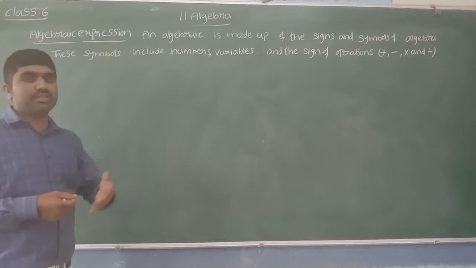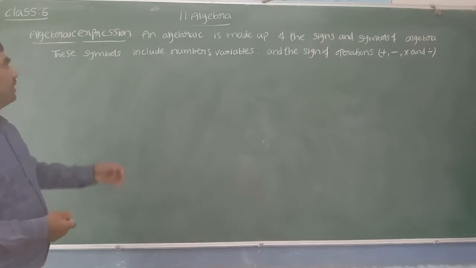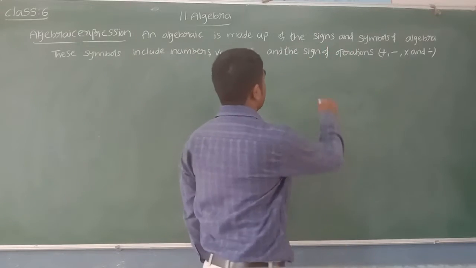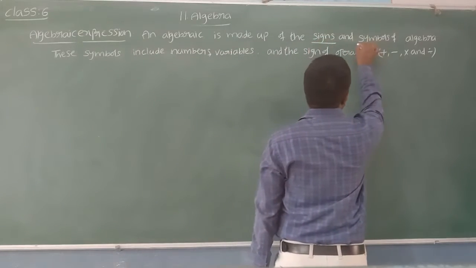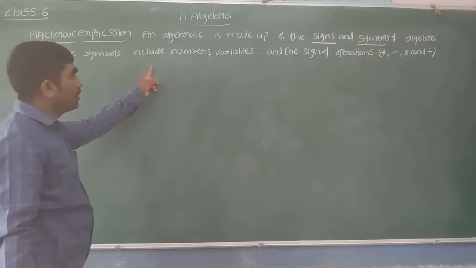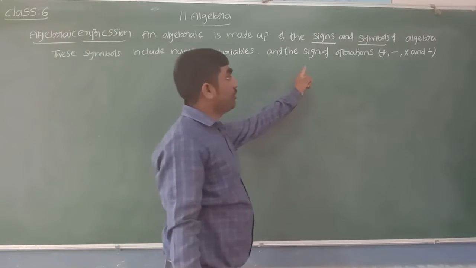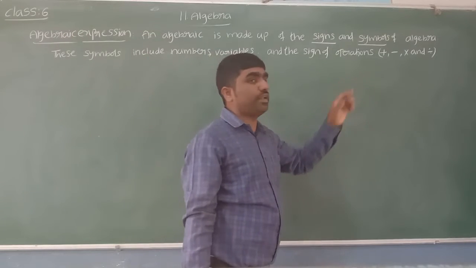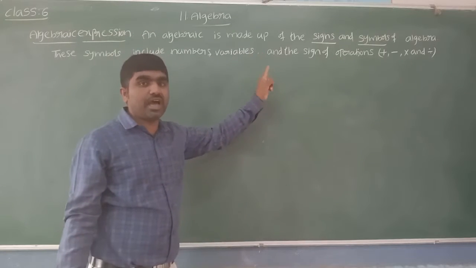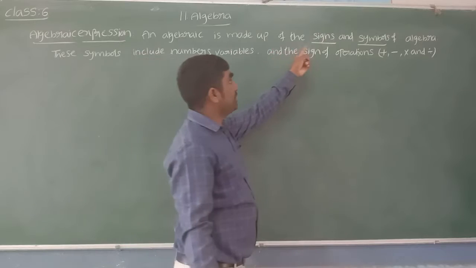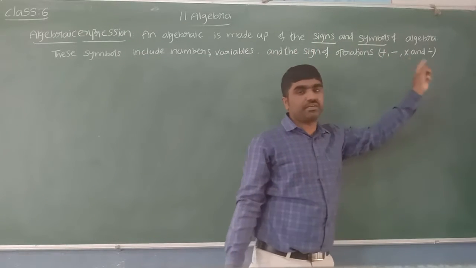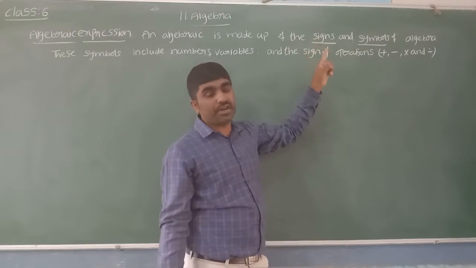What is meant by an algebraic expression? An algebraic expression is made up of signs and symbols of algebra. These symbols include numbers and variables and the signs of operations: plus, minus, into and division. Here the signs are nothing but these operations.